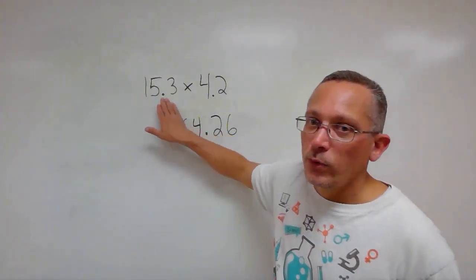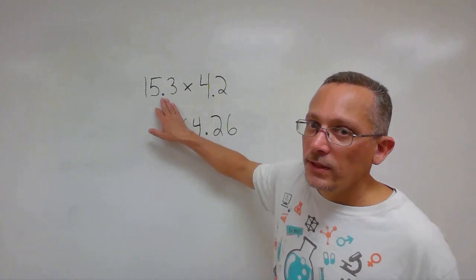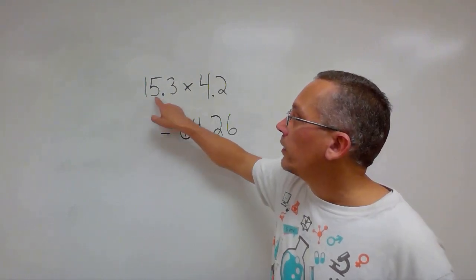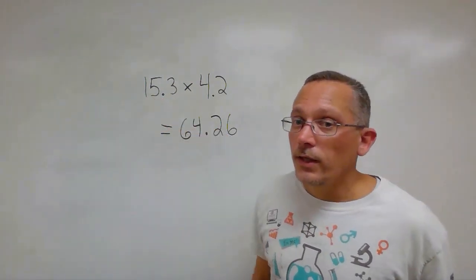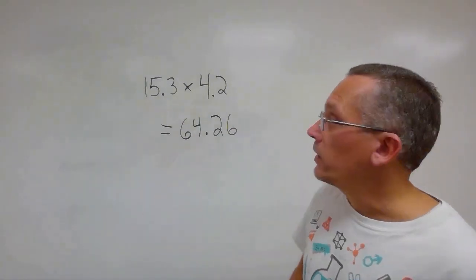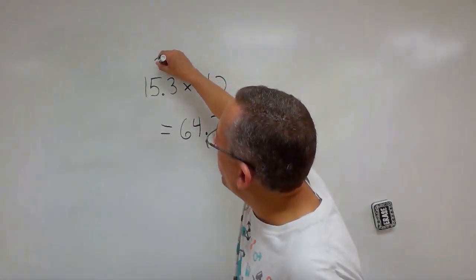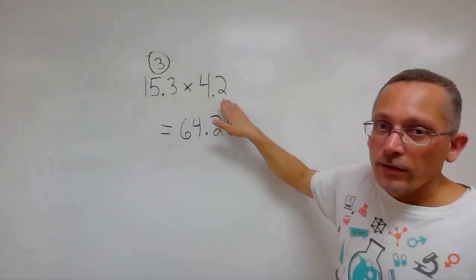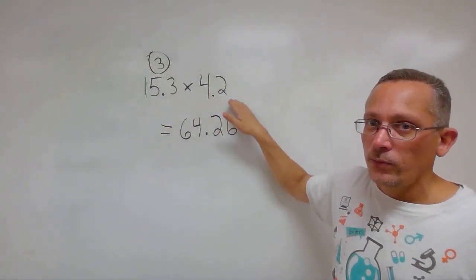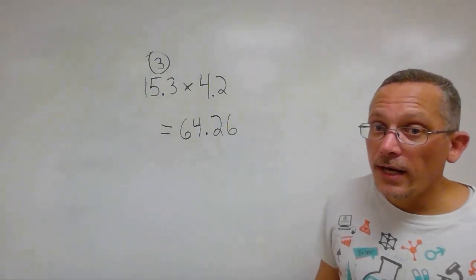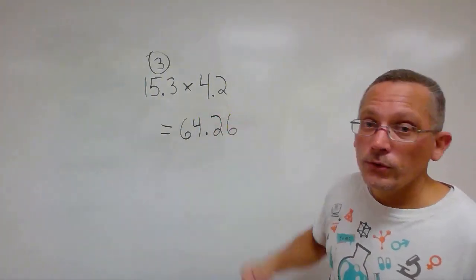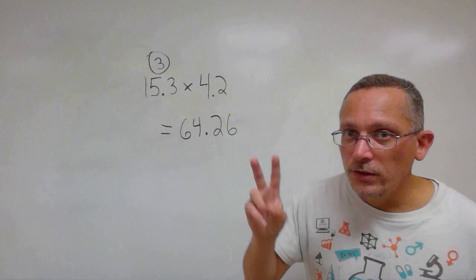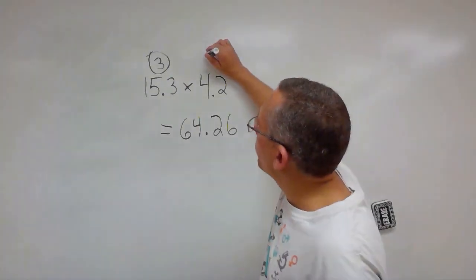Let's look at 15.3. How many significant digits are in that number? The 1, the 5, the 3. They're all significant. That's 3 significant digits. I'm going to put a little 3 up here. Okay. What about in the other measurement we started with, 4.2? How many significant digits are in that number? Well, 4 and 2, those are both significant. So there's 2 significant digits there.